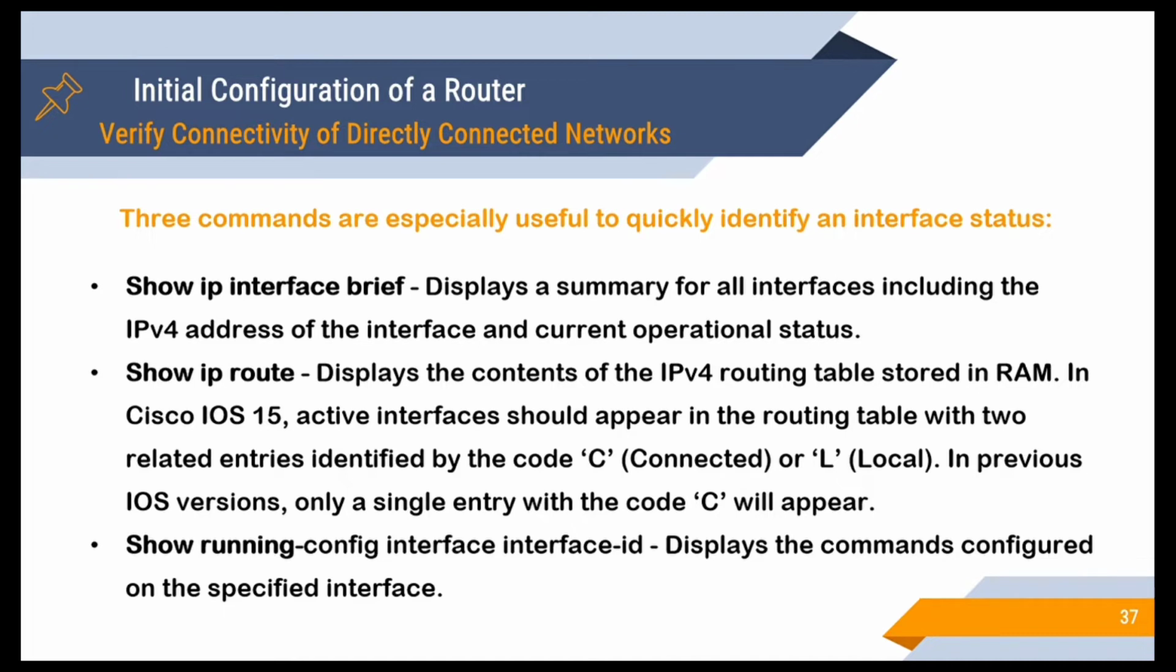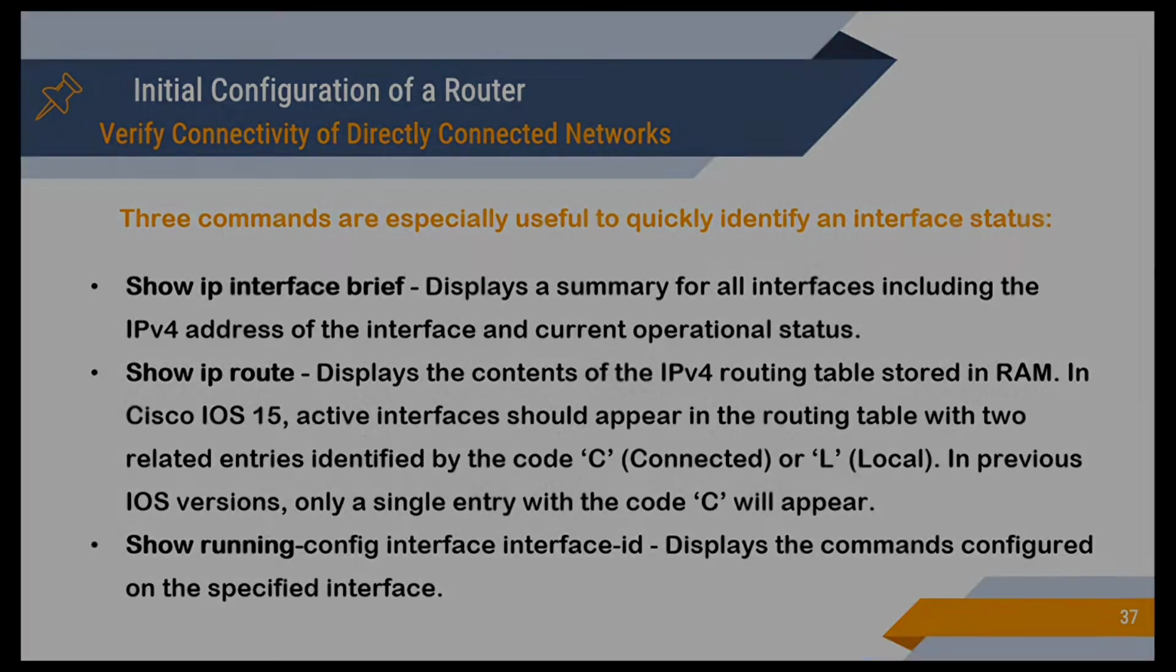of the IPv4 routing table stored in RAM. In Cisco IOS 15, active interfaces should appear in the routing table with two related entries identified by the code C (connected) or L (local). In previous IOS versions, only a single entry with the code C will appear. Show running-config interface displays the commands configured on the specified interface.